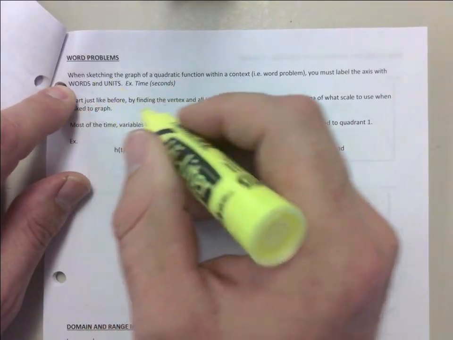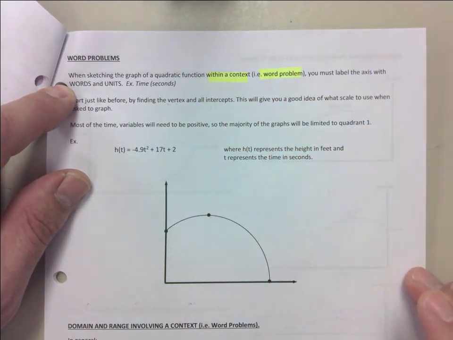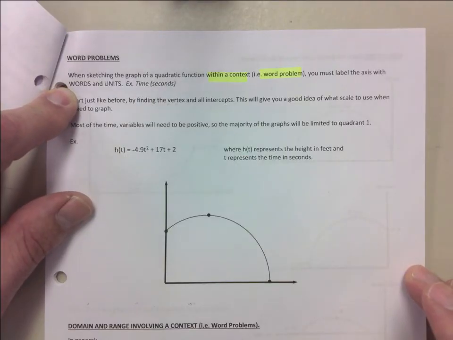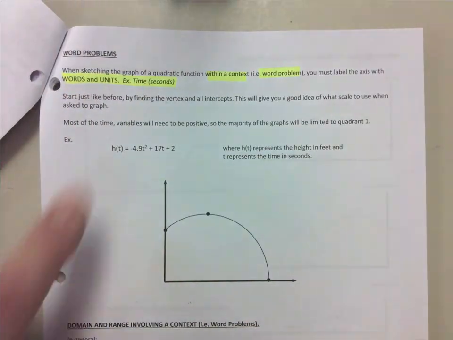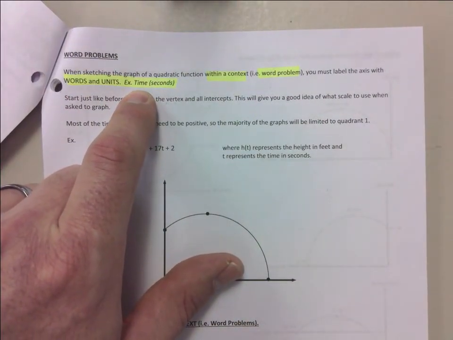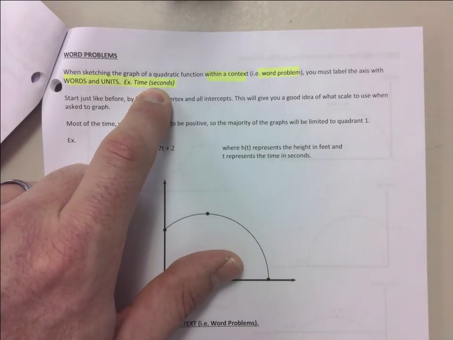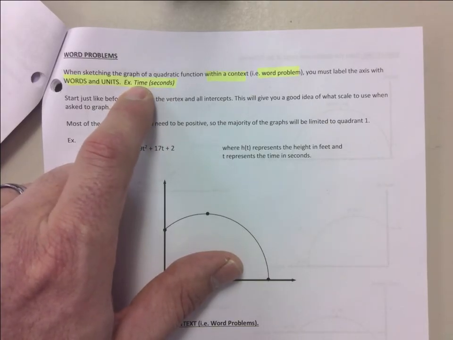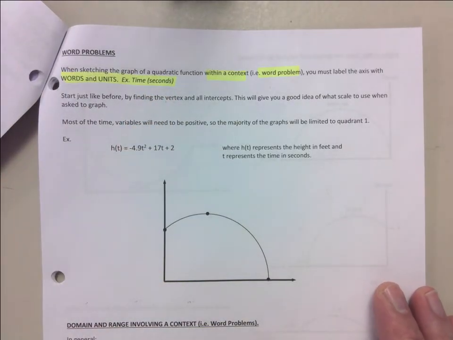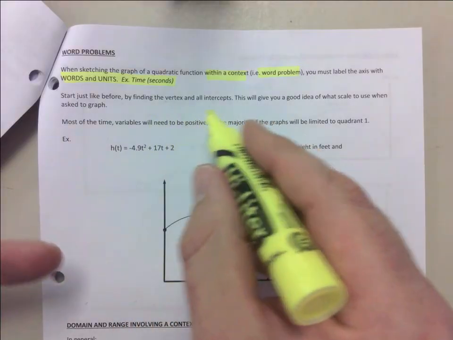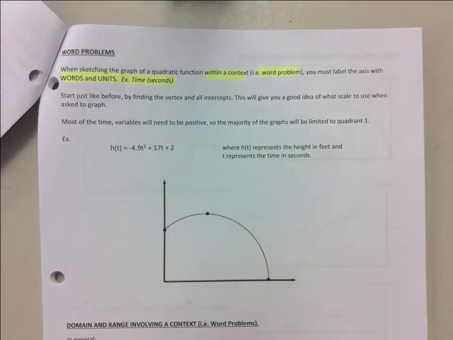So when sketching a graph within a context, so if it's a word problem, you must label the axes with words and units, okay? So you can't just go X and Y anymore. You have to go, what is X in this case? Oh, it's time. What is it measured in? Seconds, minutes, hours. So it needs to have a variable and a unit attached to it. Just like before, we're going to find the vertex. If we want to find the intercepts, this will give you a good idea what scale to use when asked to graph.